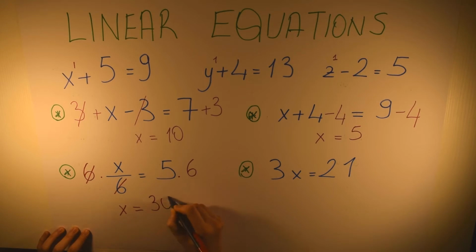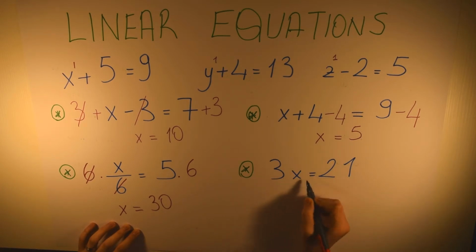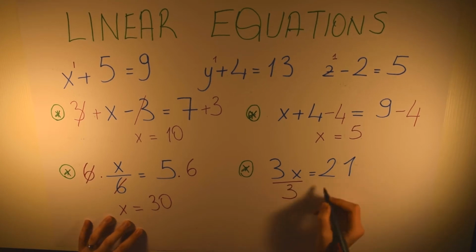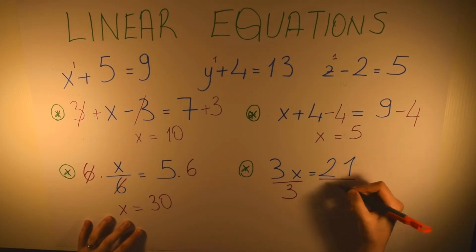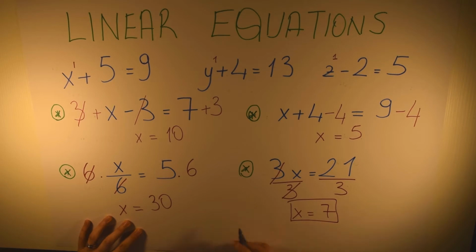which is equal to 30. Okay, so when you divide both sides of an equation by the same number, for example, here we have 3x is equal to 21, and to get x I have to divide this side by 3, which means I also have to divide this side by 3, right? So these will cancel out each other, and from here I will get 21 over 3, x is equal to 7.